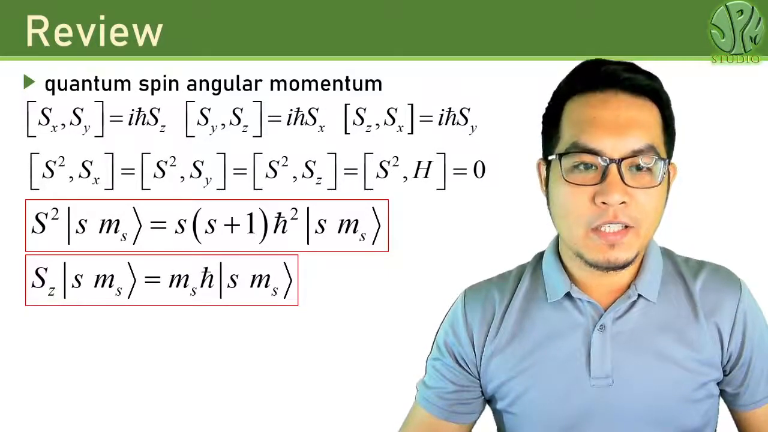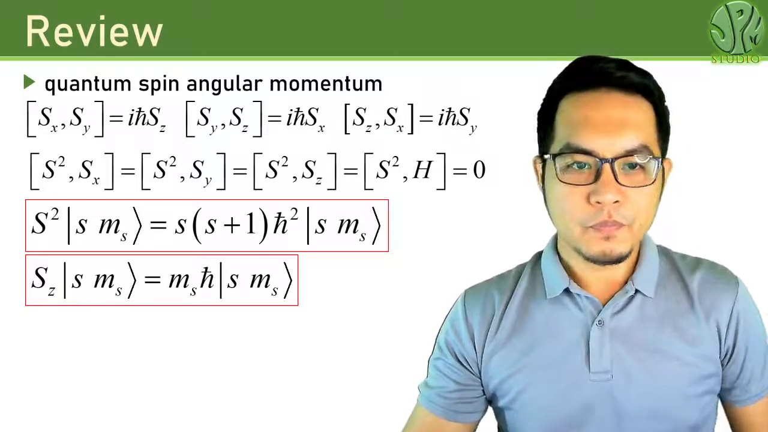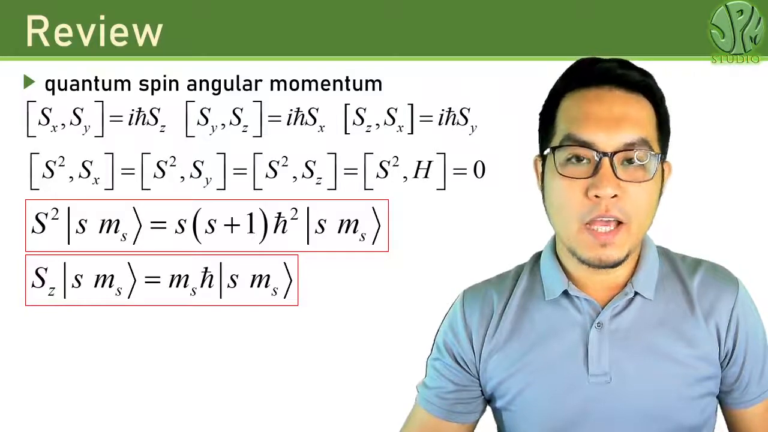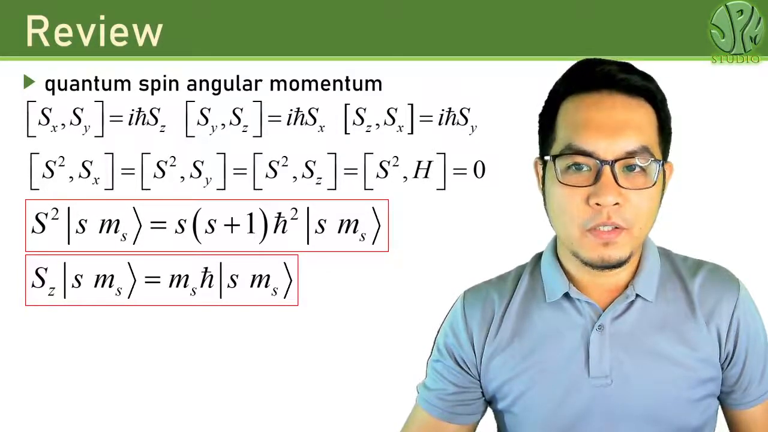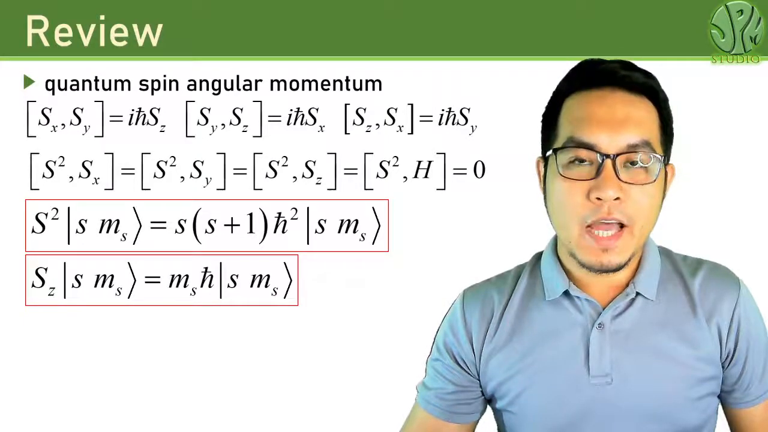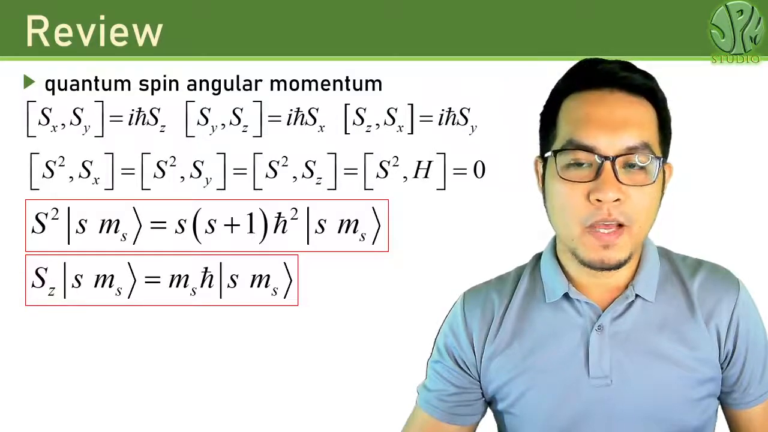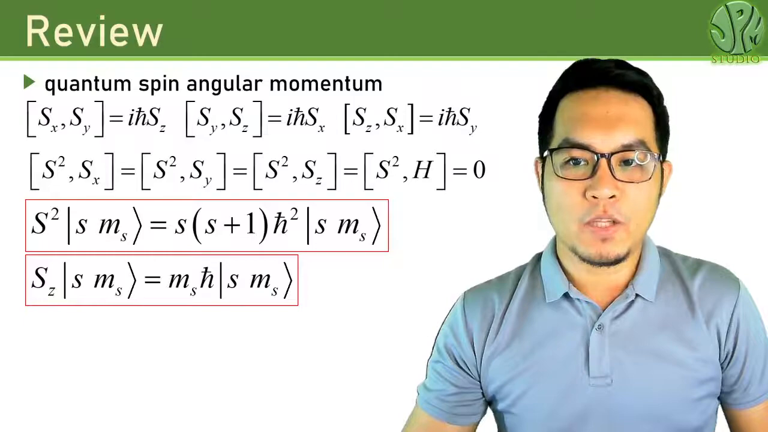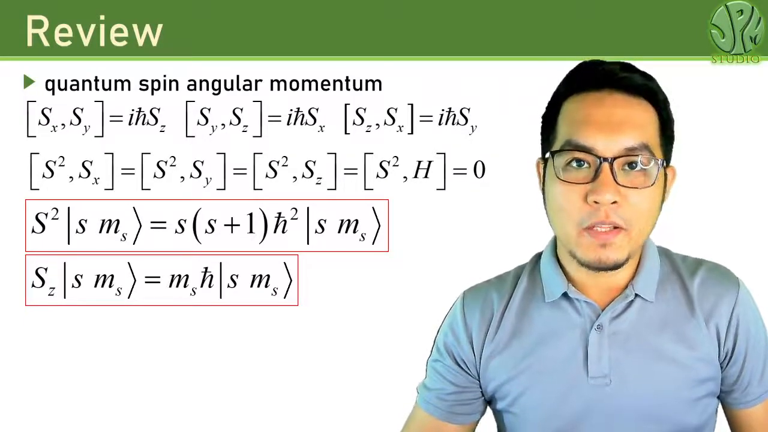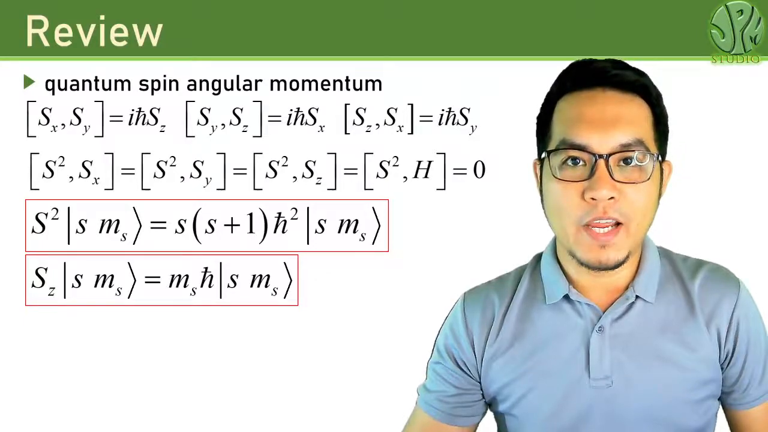For the z component of the angular momentum, these are the eigenfunctions and the eigenvalues. So this is the eigenvalue equation. Its eigenvalues only depend on the magnetic spin quantum number m sub s. And this is a proof that angular momentum is quantized. It's actually a multiple of h bar.